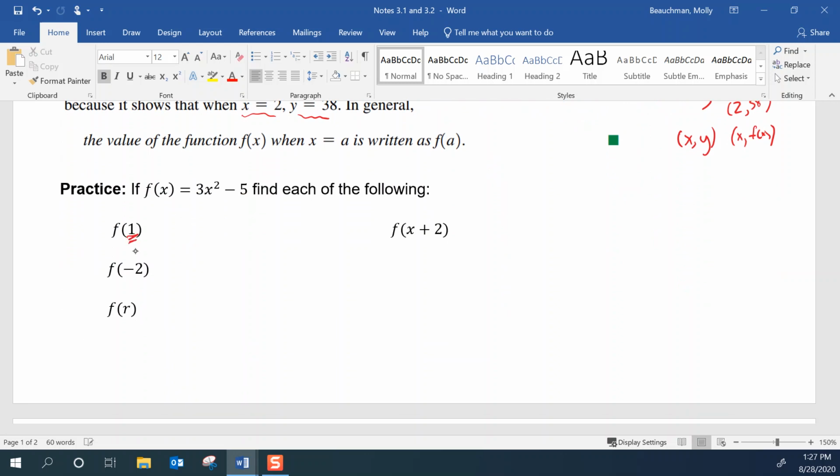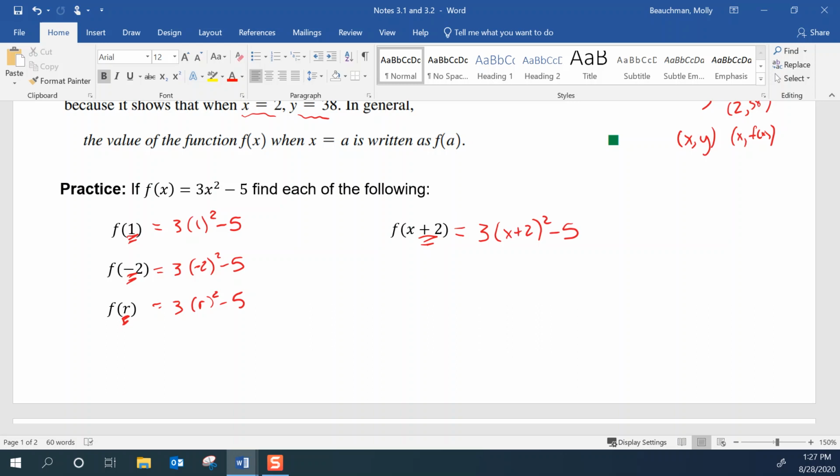So whatever we see inside the parentheses, that's what we substitute inside the equation for x. So f of 1 would equal 3 times 1 squared minus 5. F of negative 2 would equal 3 times negative 2 squared minus 5. F of r would equal 3 times r squared minus 5. It doesn't matter what you put. It says substitute that in the same position as x in your formula. This one means take 3 times x plus 2 squared minus 5. So that's all that notation means.